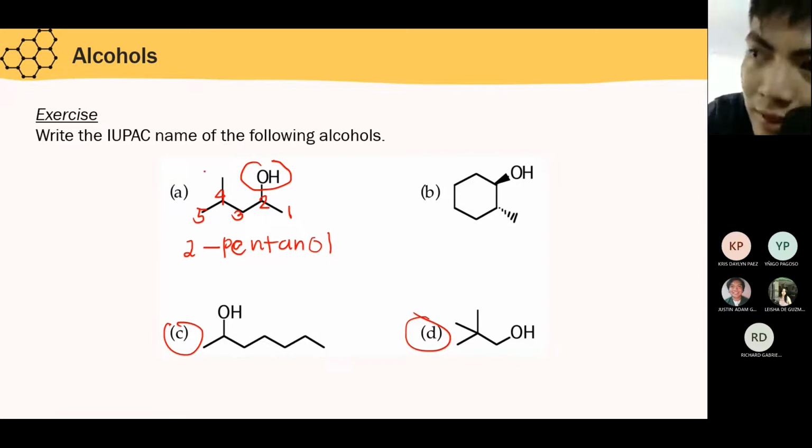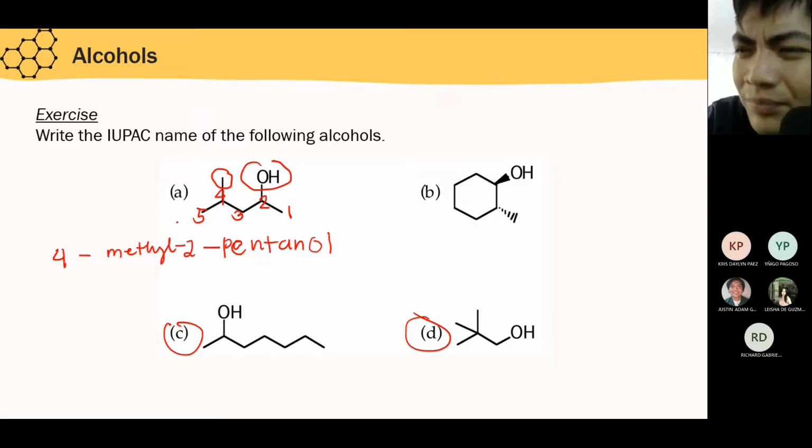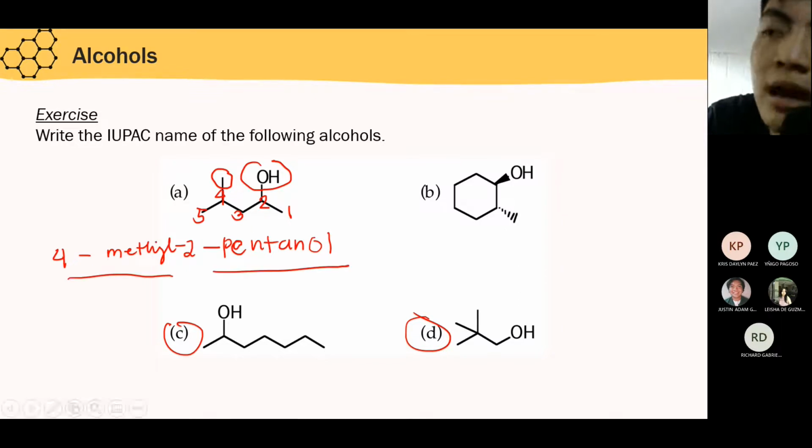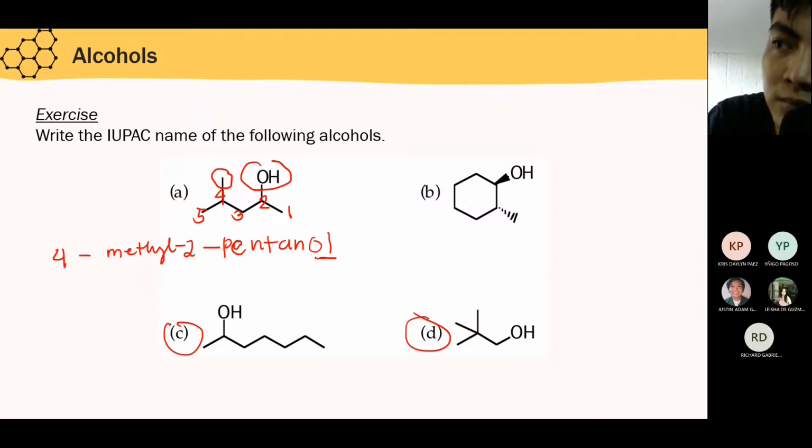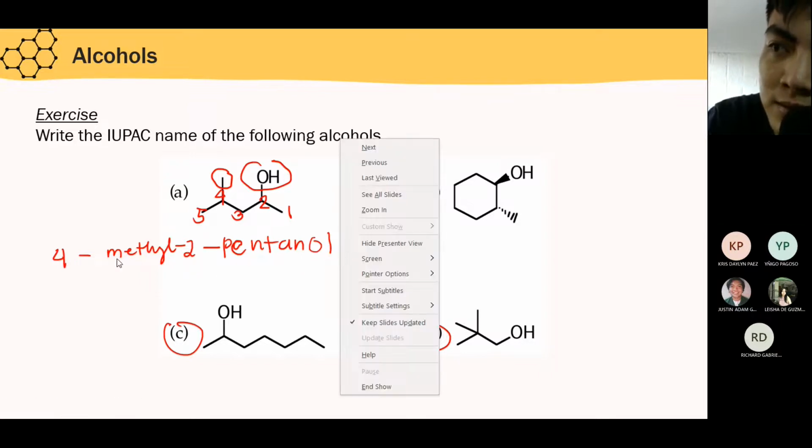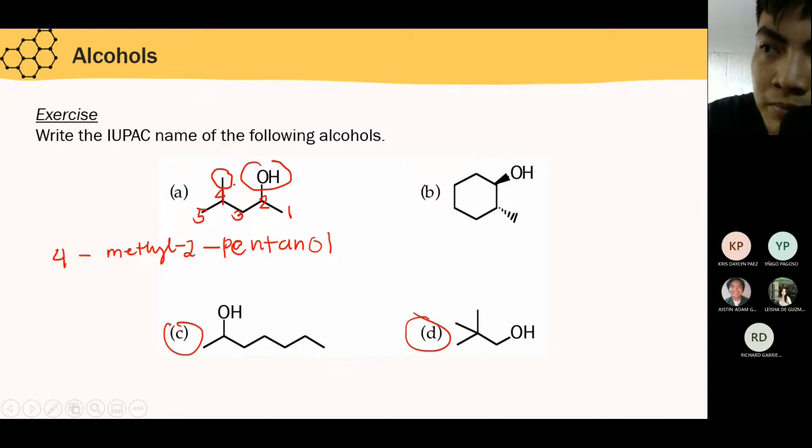Pero may nakakalimutan tayo. Meron ka pang methyl. So asan yung methyl? Nasa pang-apat na carbon. So idugtong mo yan sa harap, no? So that's 4-methyl-2-pentanol. So again, just like what we said last time, same lang halos, no? Sa alkanes, no? You name your substituents followed by the parent. However, yung parent mo, indicate mo saan nasaan yung OH. Okay? So that's how we name this compound now. So that's 4-methyl-2-pentanol.